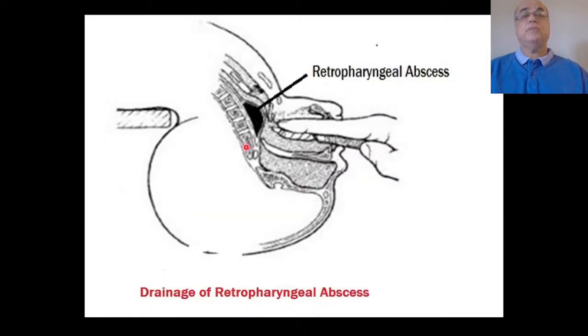In a transoral approach, you have to go under anesthesia. Then the patient's head should be a bit low down so that there is no chance of aspiration. And then you give a vertical incision along the posterior pharyngeal wall and you remove the whole of the pus.